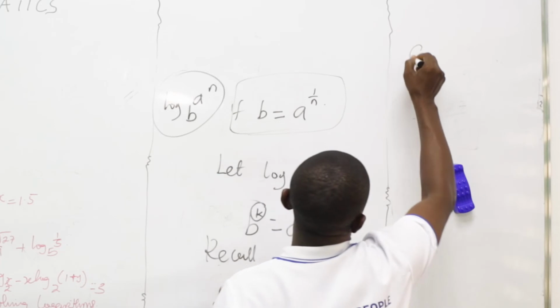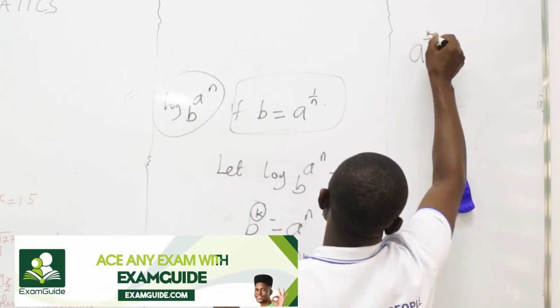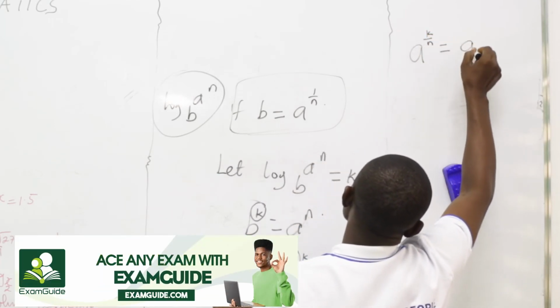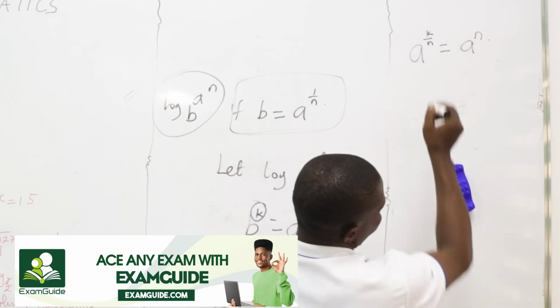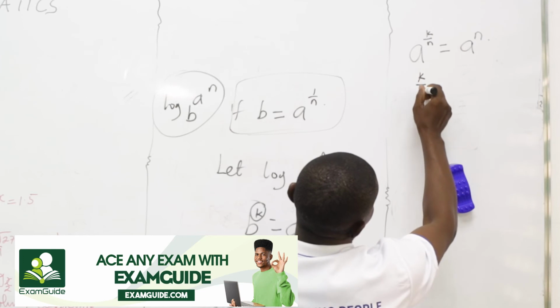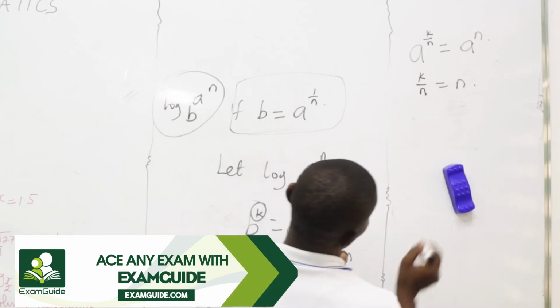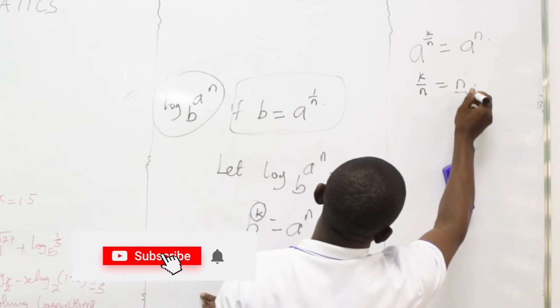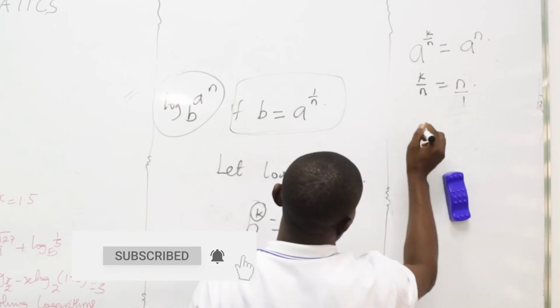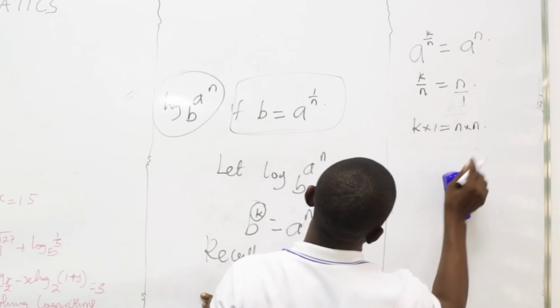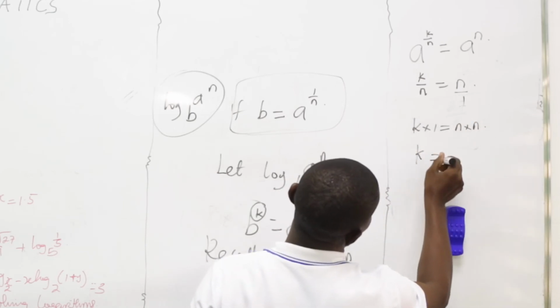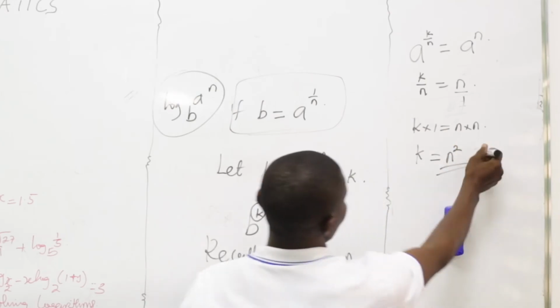So what do you have now? A power K all over N equals who? A power N. Are they equal? Yes. If they are equal, what do you have now? K all over N equals who? N. Therefore, make this over 1. You cross multiply: K times 1 equals who? N times N. Therefore, K equals N squared.